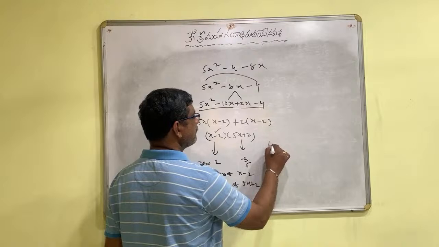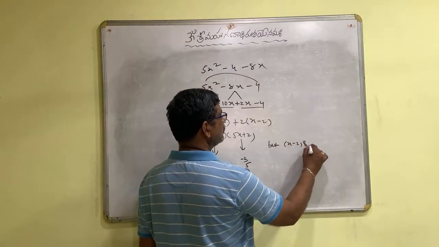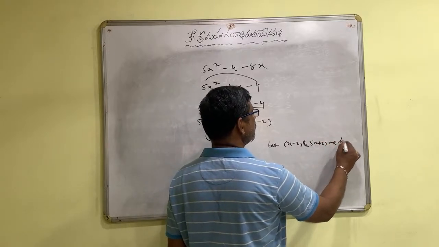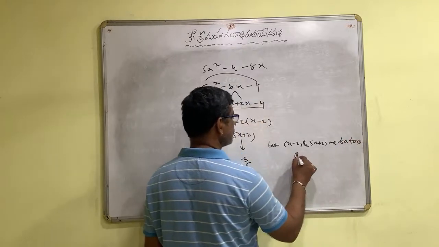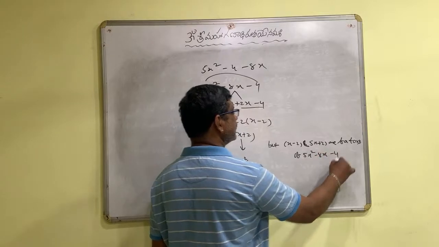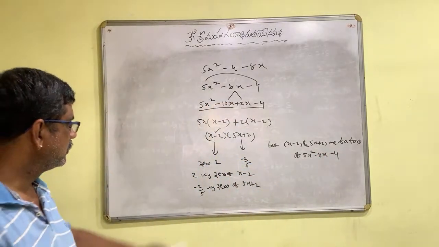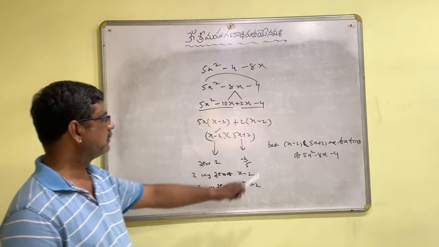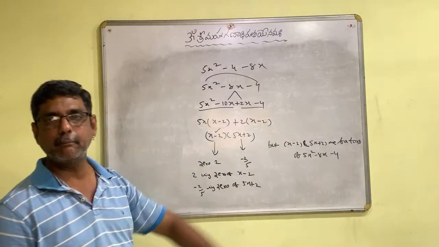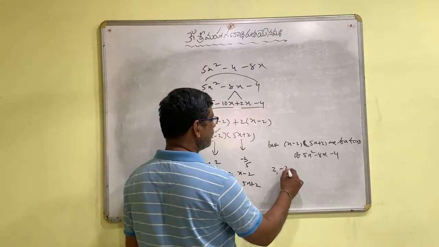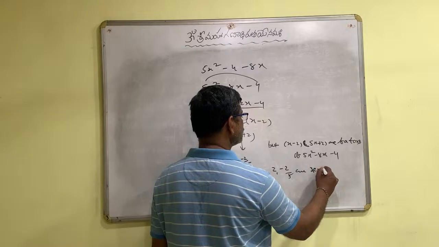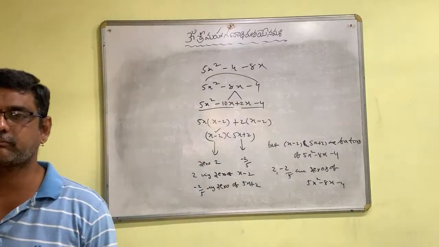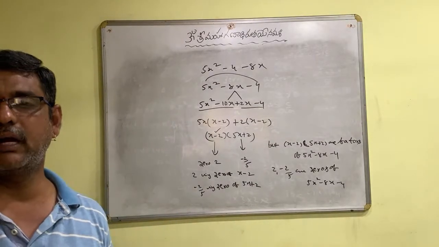But x minus 2, 5x plus 2 are factors of 5x square minus 8x minus 4. 2 is the zero of x minus 2. Minus 2 by 5 is the zero of 5x plus 2. But these two are the factors of this polynomial. Then automatically 2 comma minus 2 by 5 are zeros of 5x square minus 8x minus 4. This is what we have to understand.